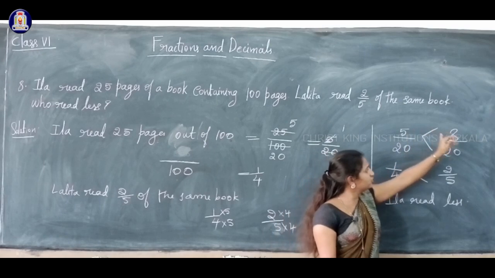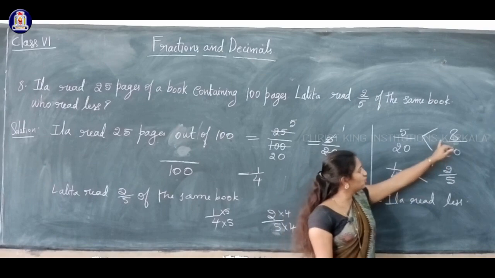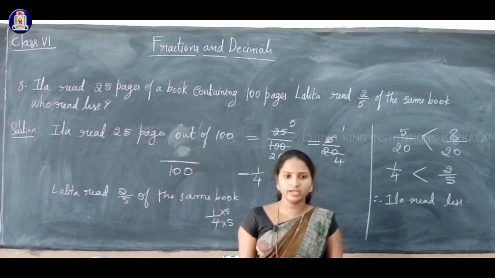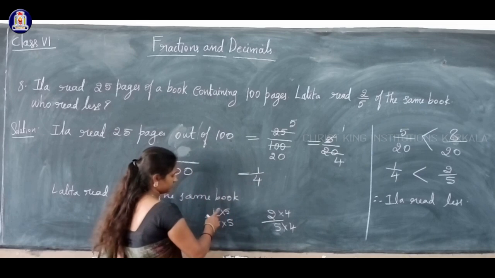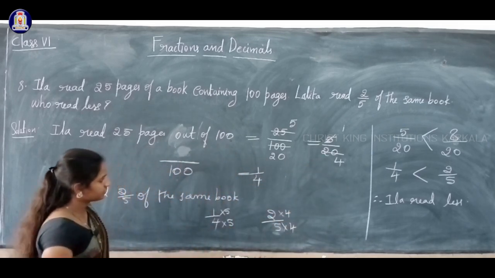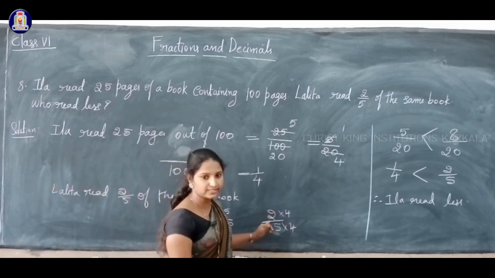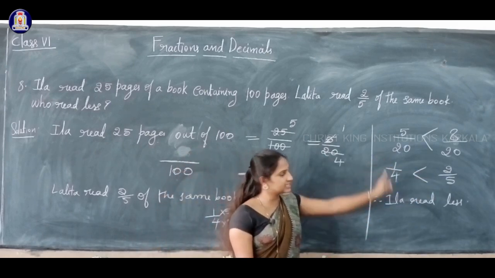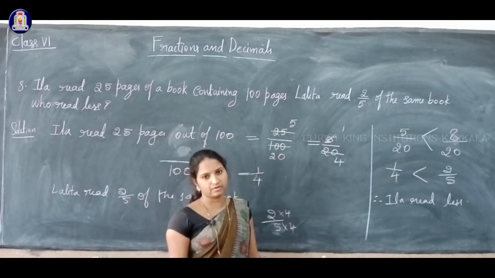If I compare the numerators 5 and 8, 8 is greater. So 8 by 20 is greater than 5 by 20. Therefore 5 by 20 is 1 by 4, is it correct? 5 by 20 means 1 by 4, and 8 by 20 is 2 by 5. So here 1 by 4 is lesser than 2 by 5, because 8 is greater than 5. Therefore Ayla read a smaller number of pages.